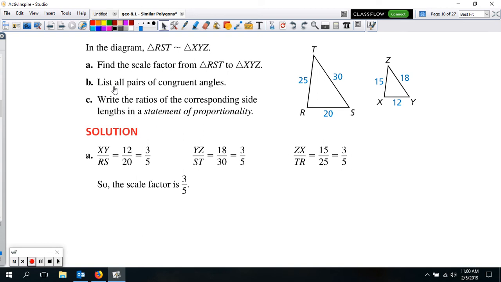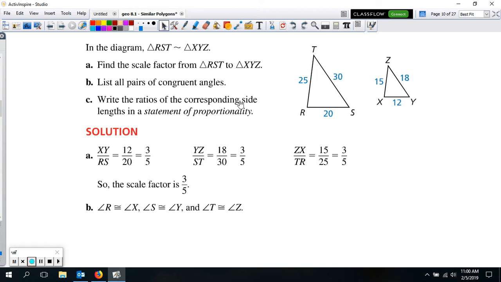List all pairs of corresponding angles. So we want to see which ones are corresponding, and it should be pretty clear to us which ones are going to be corresponding, which one looks similar. R and X, those ones. S and Y and T and Z are all the ones that are corresponding.